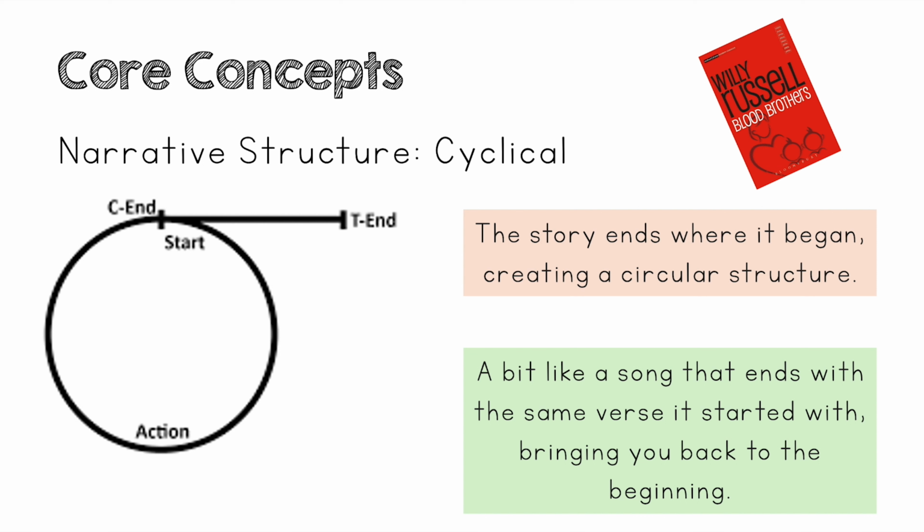So moving forward, we have a cyclical narrative structure where the story ends where it began, creating a circular structure. Explain that this is a bit like a song that ends with the same verse it started with, bringing you back to the beginning. And you might introduce them to or recap the events that take place in Blood Brothers.